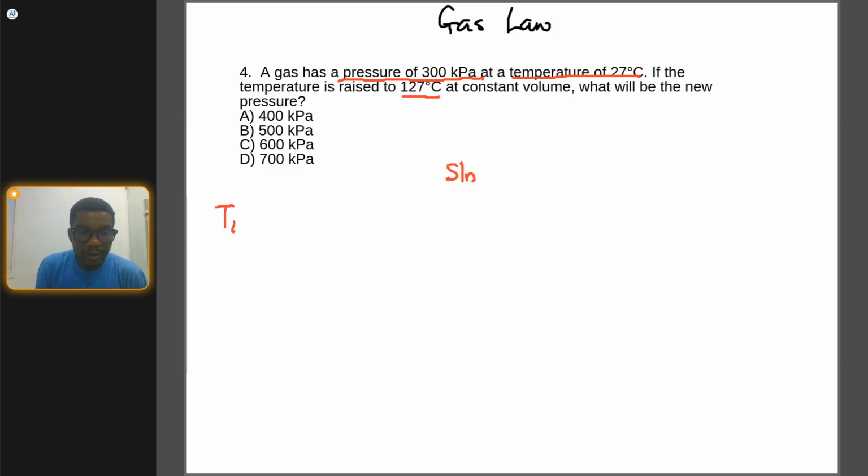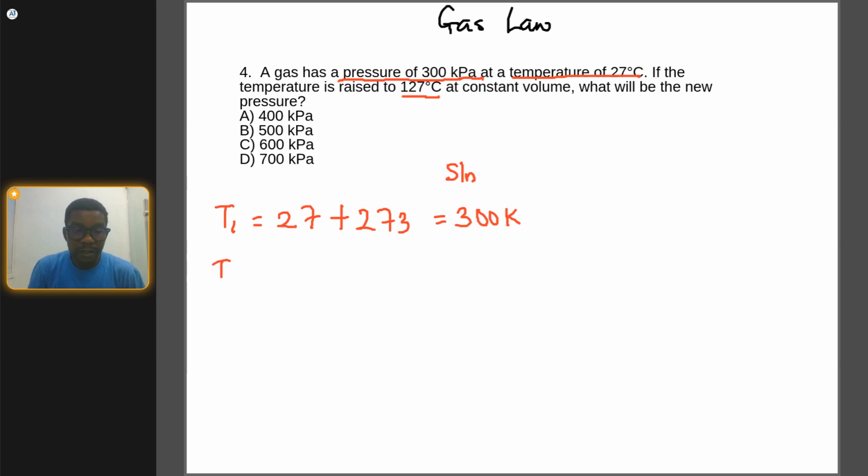We have T1, the first temperature stated in the question, which is 27 degrees Celsius. Converting that 27 to Kelvin, we add the standard temperature, which is 273. Add 273 to 27. The answer should be 300 Kelvin.